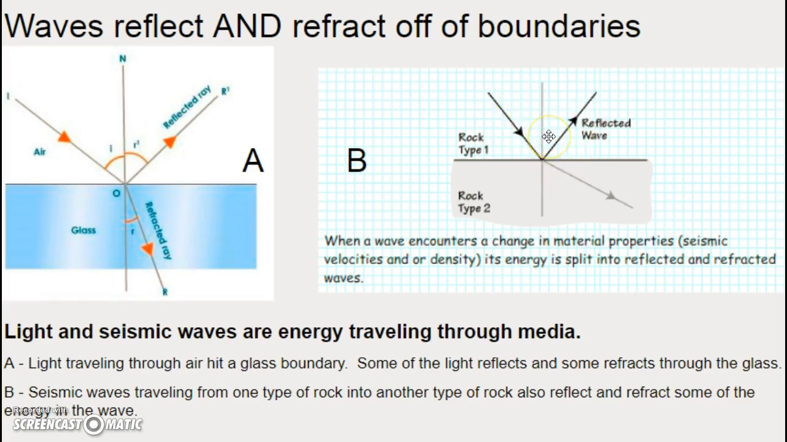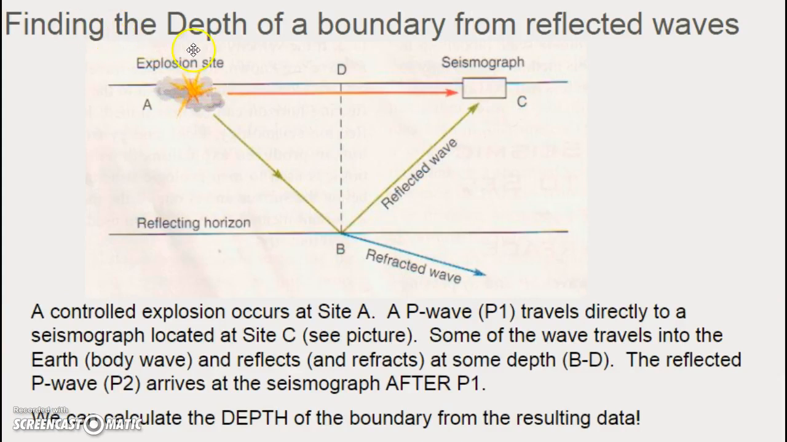P waves are going to travel from our lower mantle into the liquid outer core. But we're not going to see this refraction take place when S waves travel from the lower mantle to the liquid outer core. So we can use that information and that explanation to find the depth of a boundary from reflected waves. So think of it this way.